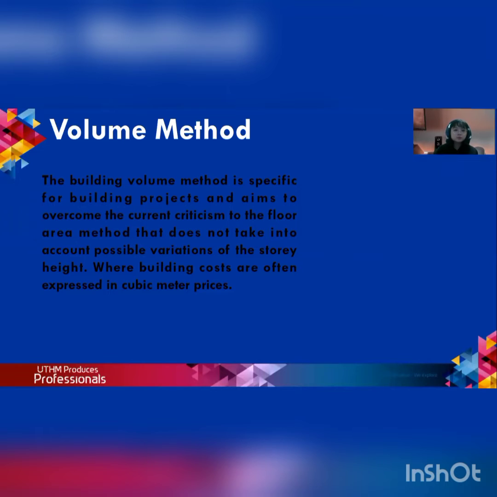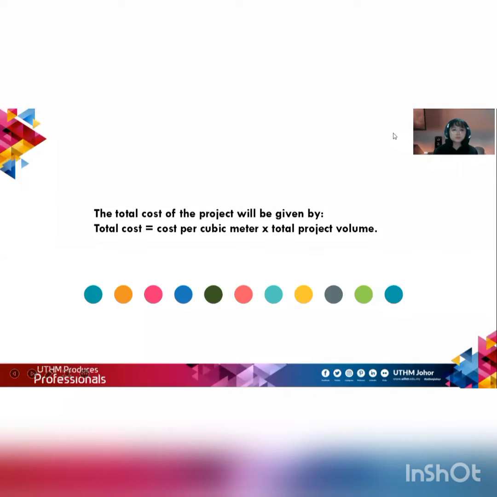Volume method. The building volume method is specific for building projects and aims to overcome the current criticism of the floor area method, which does not take into account possible variation of the storey height, where building costs are often expressed in cubic meter price. The total cost of the project will be given by total cost equals cost per cubic meter times total project volume.